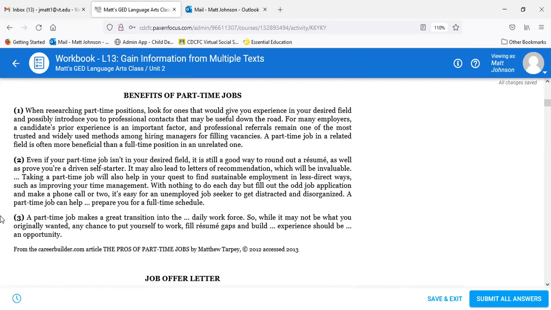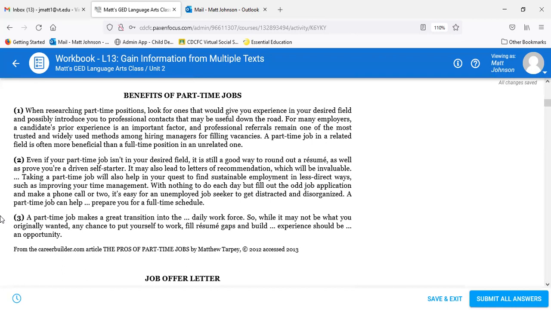It may also lead to letters of recommendation, which will be invaluable. Taking a part-time job will also help in your quest to find sustainable employment in less direct ways, such as improving your time management. With nothing to do each day but fill out the odd job application and make a phone call or two, it's easy for an unemployed job seeker to get distracted and disorganized.